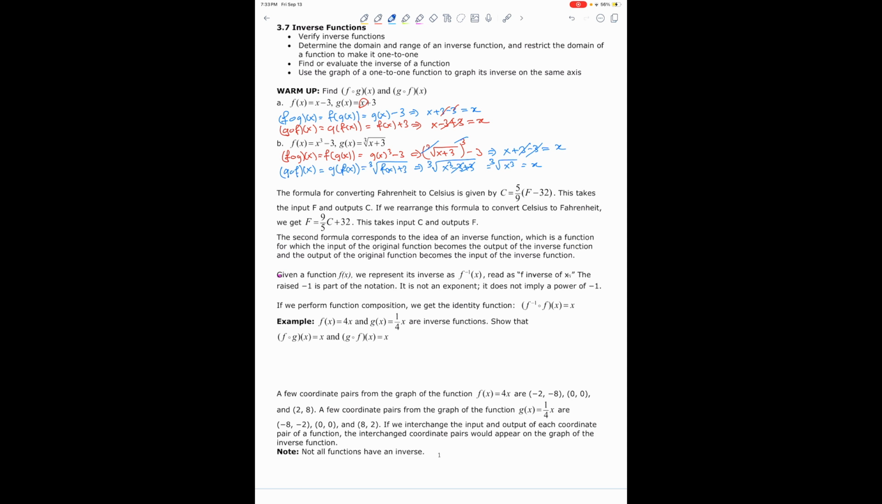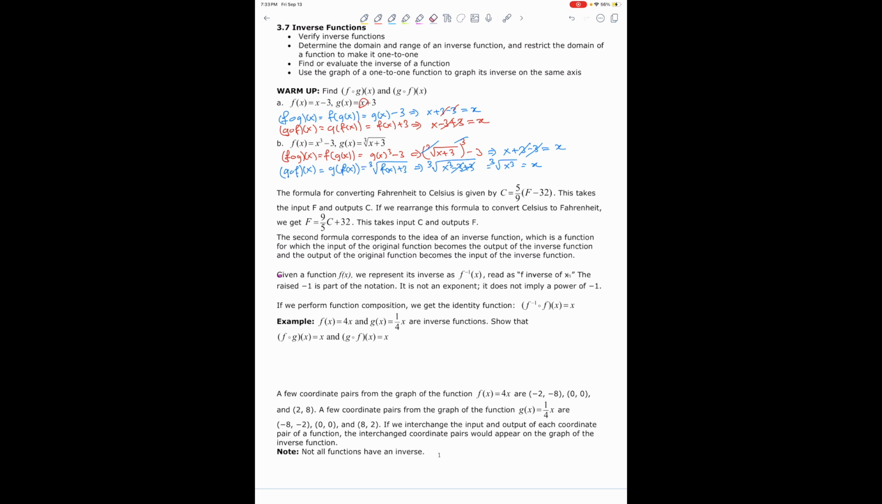This will lead us to the next big idea. The formula for converting Fahrenheit to Celsius is given by C is equal to 5/9 (F minus 32), such that C is the temperature in Celsius and F is the temperature in Fahrenheit. This takes the input F, the degrees in Fahrenheit, and the output is C, the temperature in Celsius. If we rearrange this formula to convert Celsius to Fahrenheit, we get F is equal to 9/5 C plus 32. This takes an input of C and outputs F.